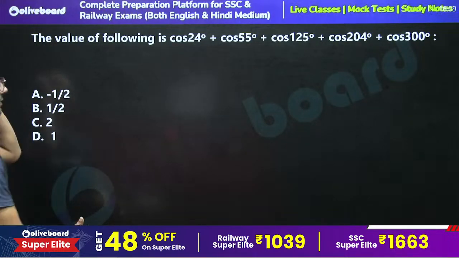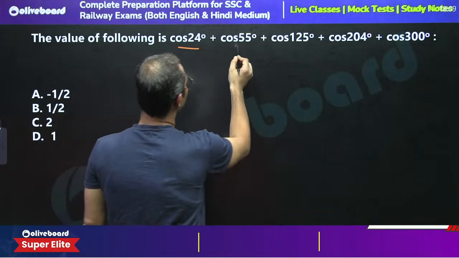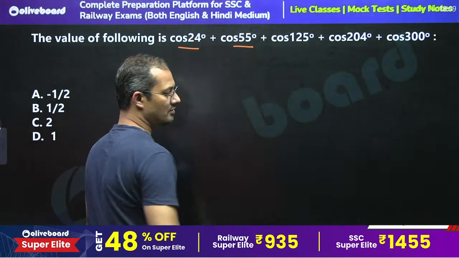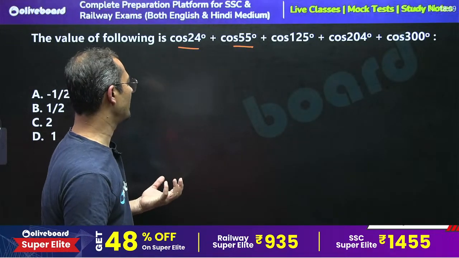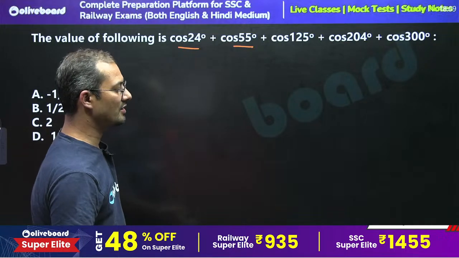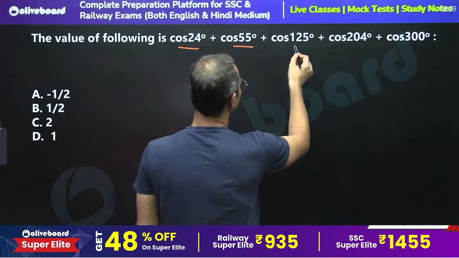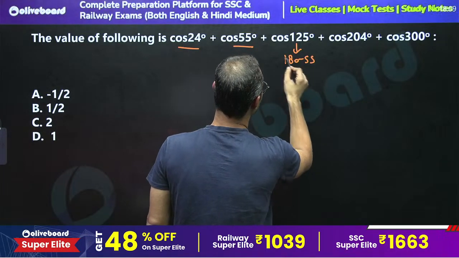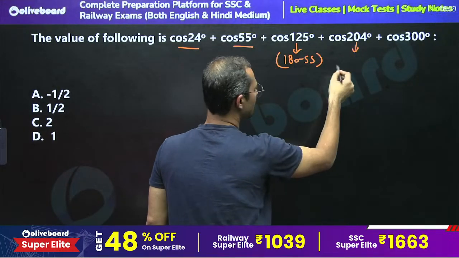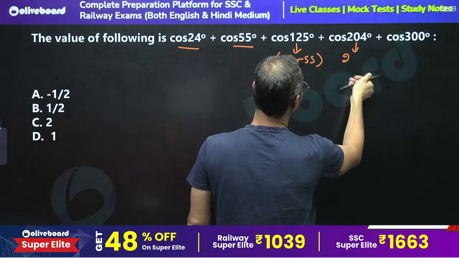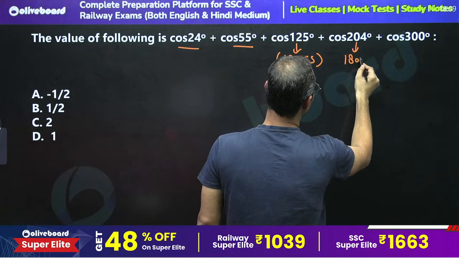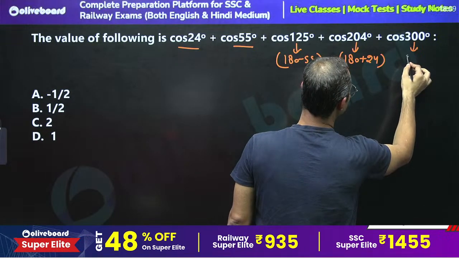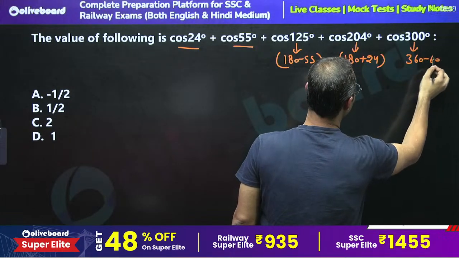See, we have cos 24, cos 55 degree. So just see, we do not know the value of cos 24 degree. So how can we get the 24 angle? We can write 125 as 180 minus 55, right? And we can write 204 as 180 plus 24, right? And we can write 300 as 360 minus 60.